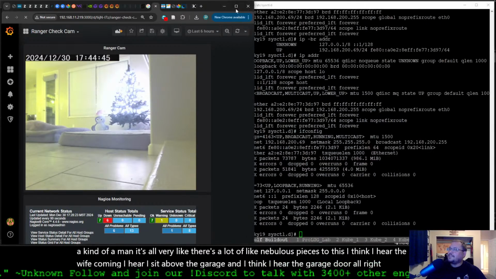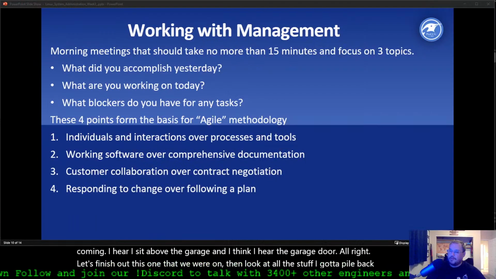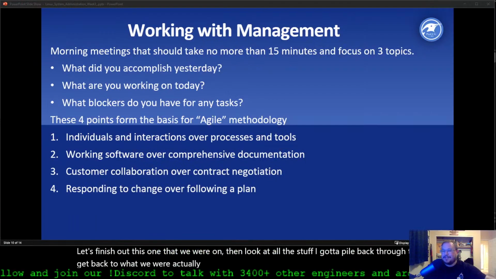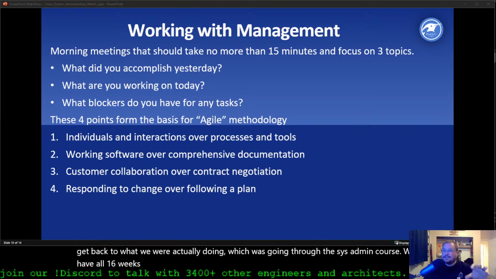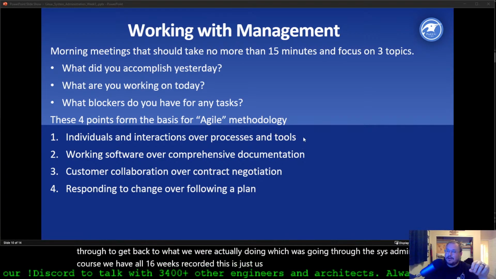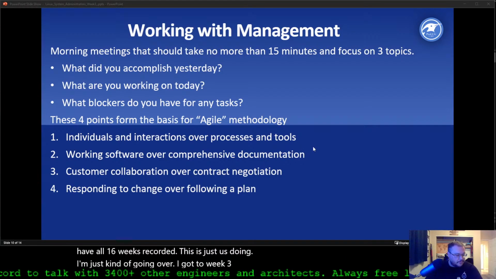let's finish out this one that we were on then. Look at all the stuff I got to pile back through to get back to what we were actually doing, which was going through the sysadmin course. We have all 16 weeks recorded. I'm just kind of going over it. I got to week 3, so I didn't do too bad.